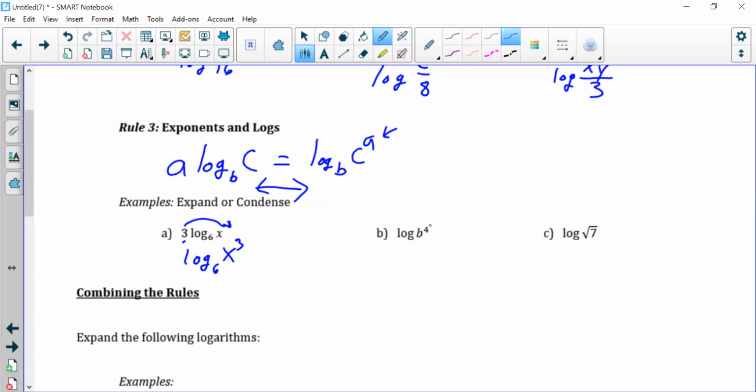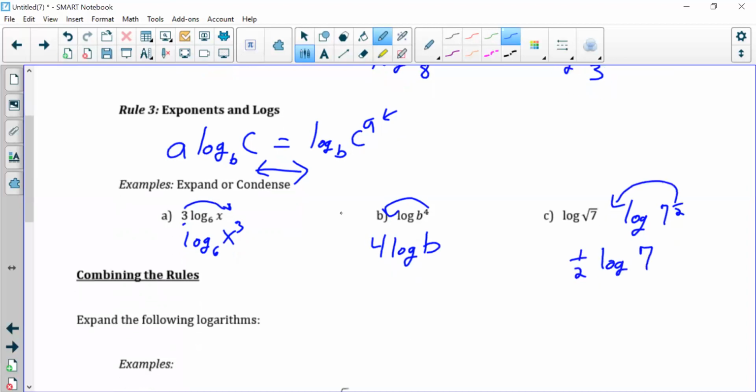This one, I'm going to expand this. So this guy comes out front. So this is 4 times the log of b. Ooh, the log of radical 7. But I don't have an exponent. How do we write a radical as an exponent? It's to the 1/2 power. So 7 to the 1/2. If I want to expand this, I'm going to take the exponent and put it up here. So 1/2 the log of 7.